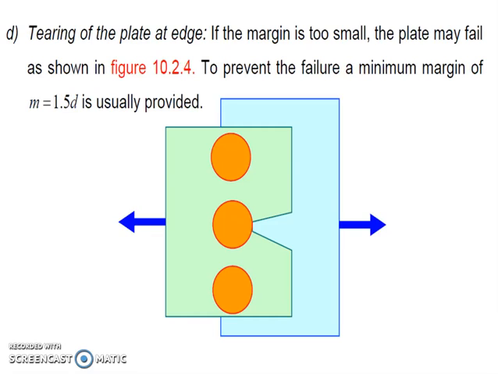This happens generally when the gauge distance or the end distance between the rivet and the end of the plate is not matching the minimum. And therefore, a minimum margin of 1.5 times the diameter of the rivet is usually provided to prevent this sort of failure of the plate at the edge.